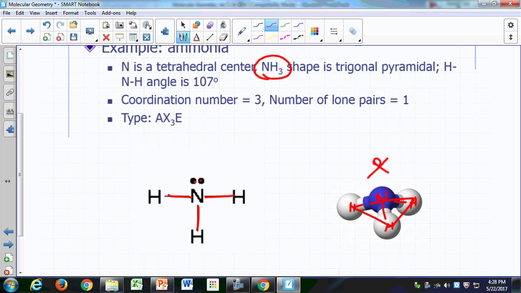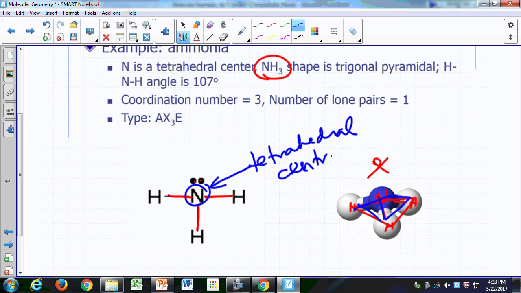So there's no atom there. So your pyramid is sort of flattened out. Even though the nitrogen atom here is still called a tetrahedral center, you say the electron domain geometry around nitrogen is tetrahedral. You can say the groups of electrons are sticking out towards the corners of a tetrahedron.